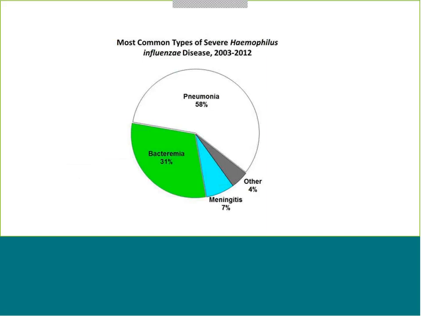Before the Hib vaccination, this little 7% meningitis would have been a huge portion of this pie chart, but because that Hib vaccination has been out and working wonders, you can see it whittled it down to 7%, which is pretty amazing. And then the other 4% would be like your acute epiglottitis, your conjunctivitis, that kind of stuff.